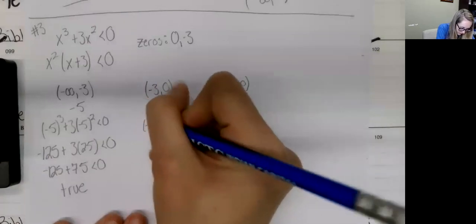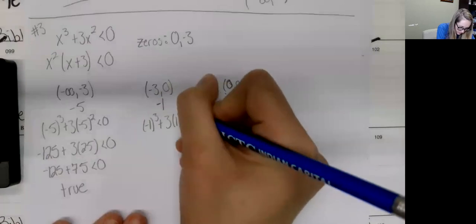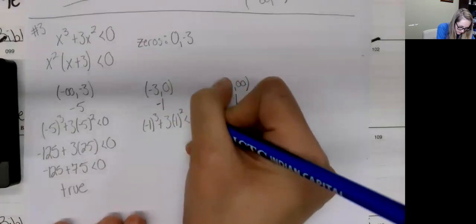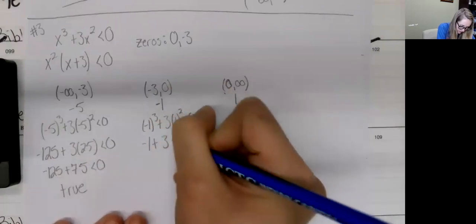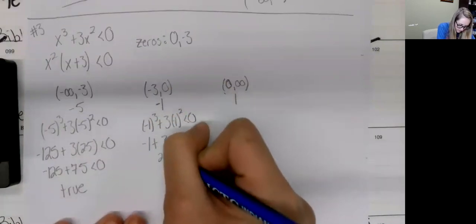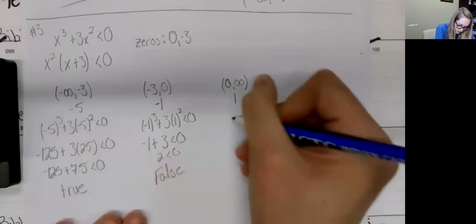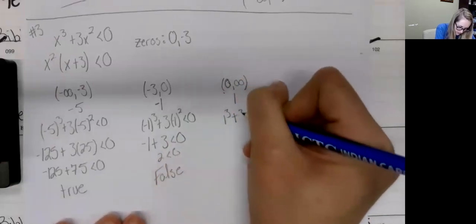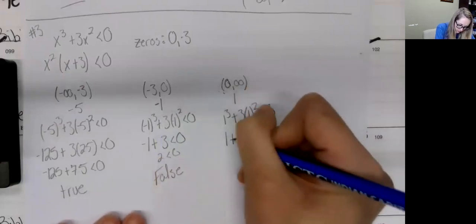So we have negative 1 cubed plus 3 times 1 squared is less than 0. So I'd have negative 1 plus 3 is less than 0, which would be 2 is less than 0, which is false. 1 cubed plus 3 times 1 squared is less than 0. So 1 plus 3, false.